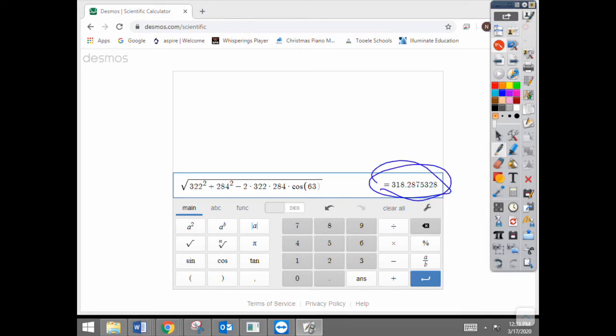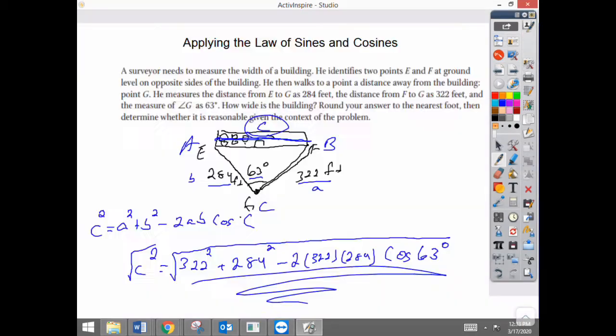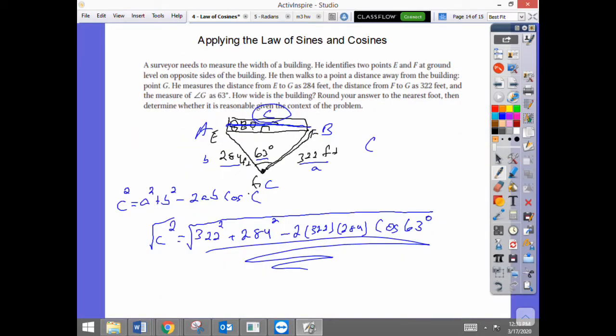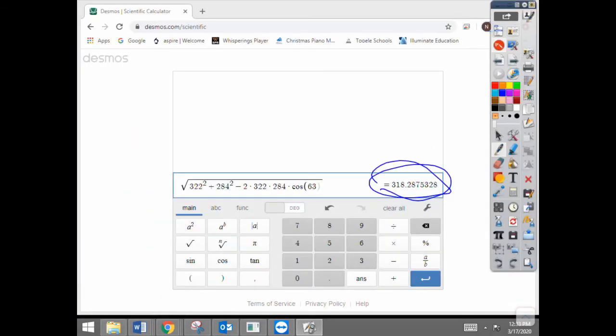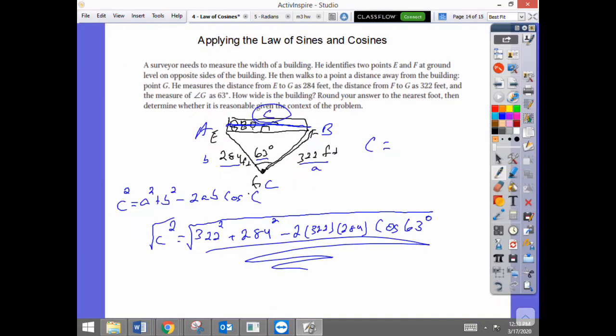There's my answer. Come back here and say c is, oh shoot, I forgot what it was, short-term memory, 318 feet. Does the answer make sense? It is kind of a wide building, but yeah, 318 feet. I guess it'd be like measuring how wide the school is. Something like that.